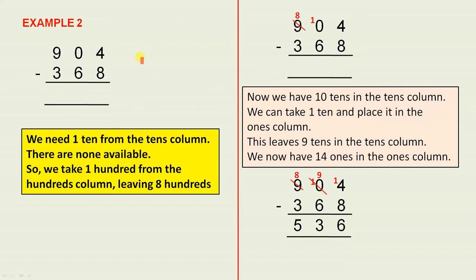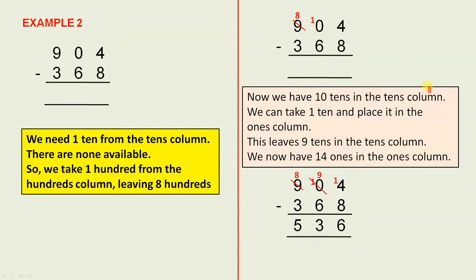Example 2, 904 take away 368. We need 1 10 from the 10s column. There are none available. See, because that's a 0. So there are no 10s available. So we take 100 from the hundreds column, leaving 8 hundreds. Look what we've done. There's the 100, which is the same as 10 10s, so that's a 100 from the hundreds column, but we've still got 8 hundreds left. That's all we've done so far.